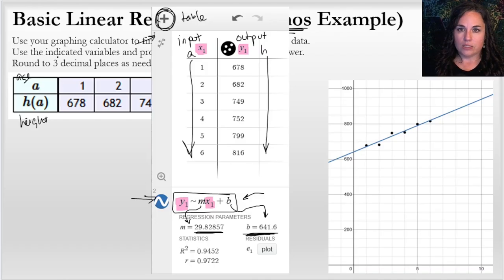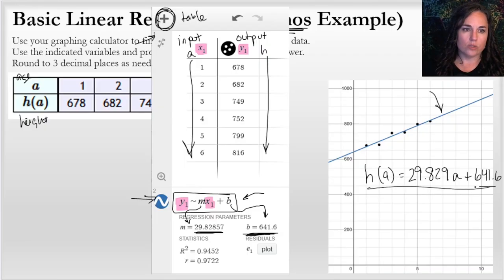641.6. All right. It says use the indicated variables and produce, I think it says a function, round to 3 decimal places as needed. So when I write the equation for this regression line, I'm going to use the variables given in the problem. So I'm going to say h of a equals 29.829, rounding to 3 decimals, times age, plus 641.6. There's no rounding I need to do there. So this would be the result of our linear regression. Notice I do not have x and y in here. I have h and a, okay?